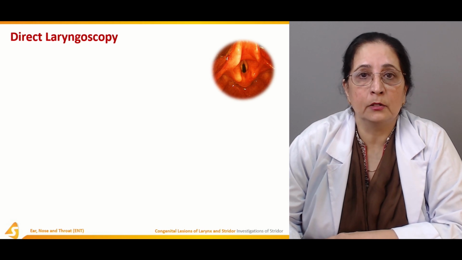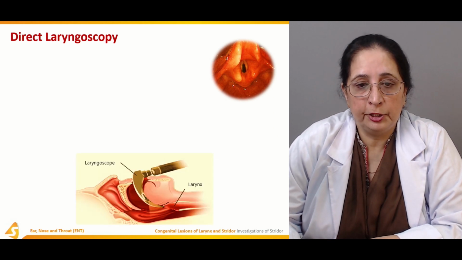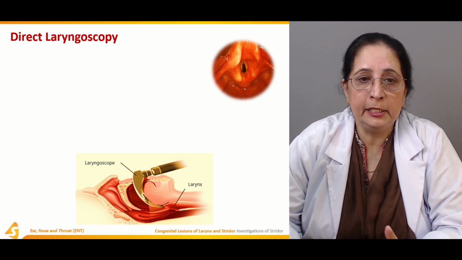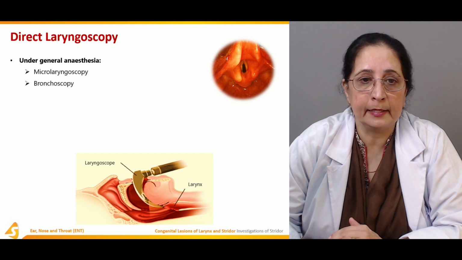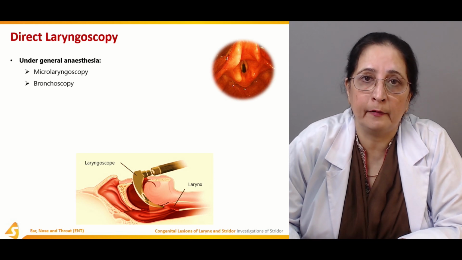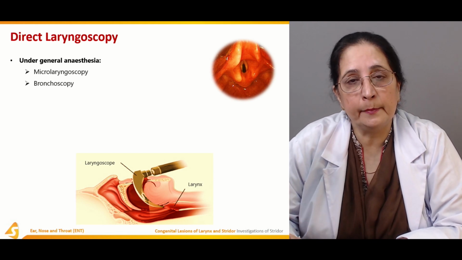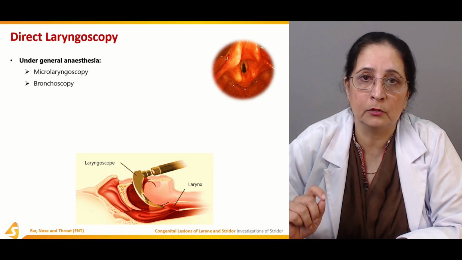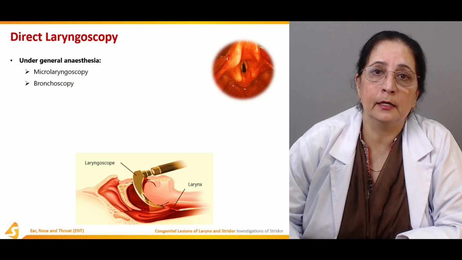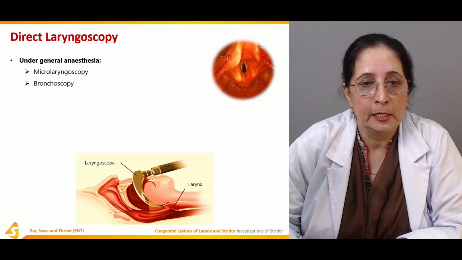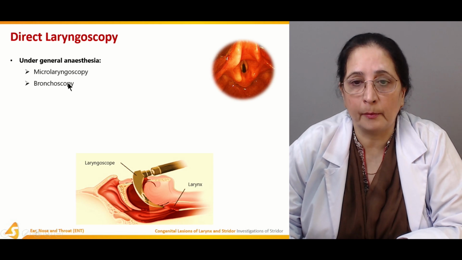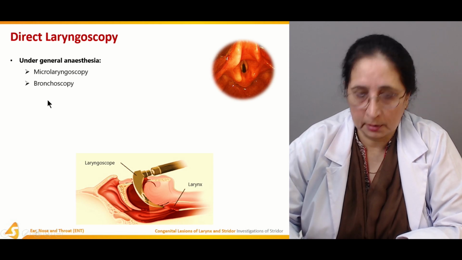Direct laryngoscopy: we use the laryngoscope for direct examination of the larynx, and this is performed under general anesthesia, as compared to the flexible fiber optic laryngoscopy that is done under topical anesthesia. So under general anesthesia, we do microlaryngoscopy and bronchoscopy.